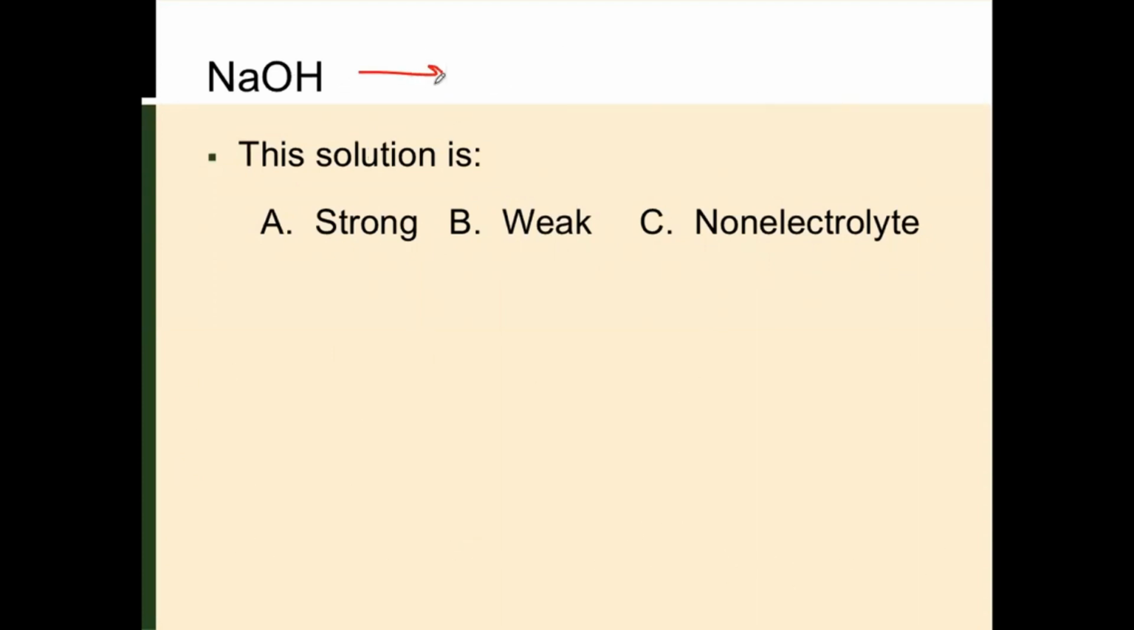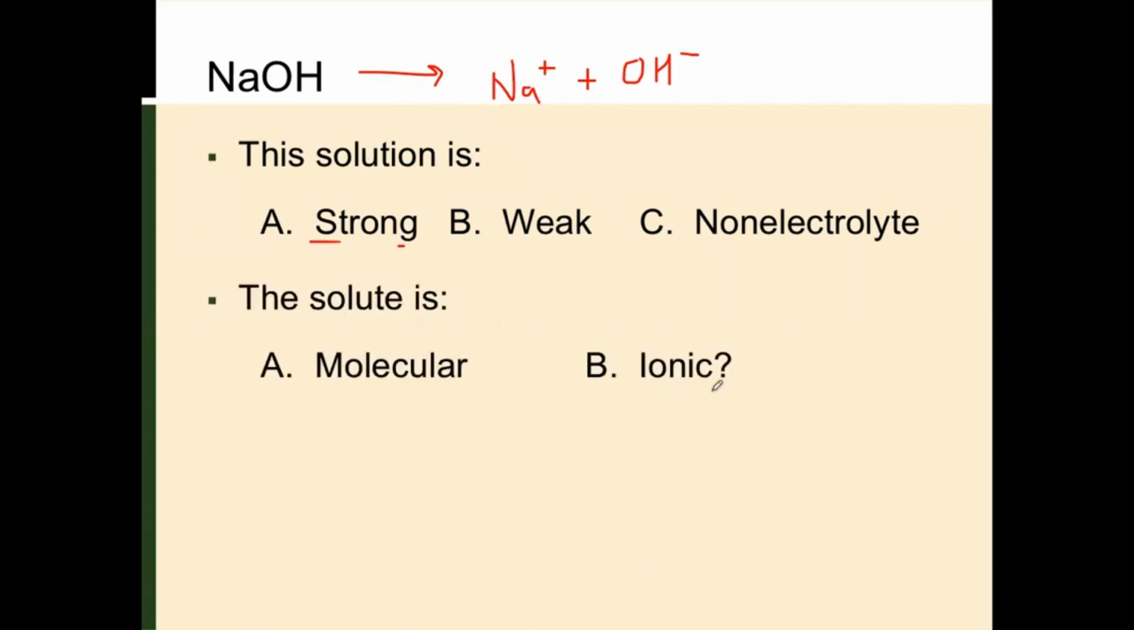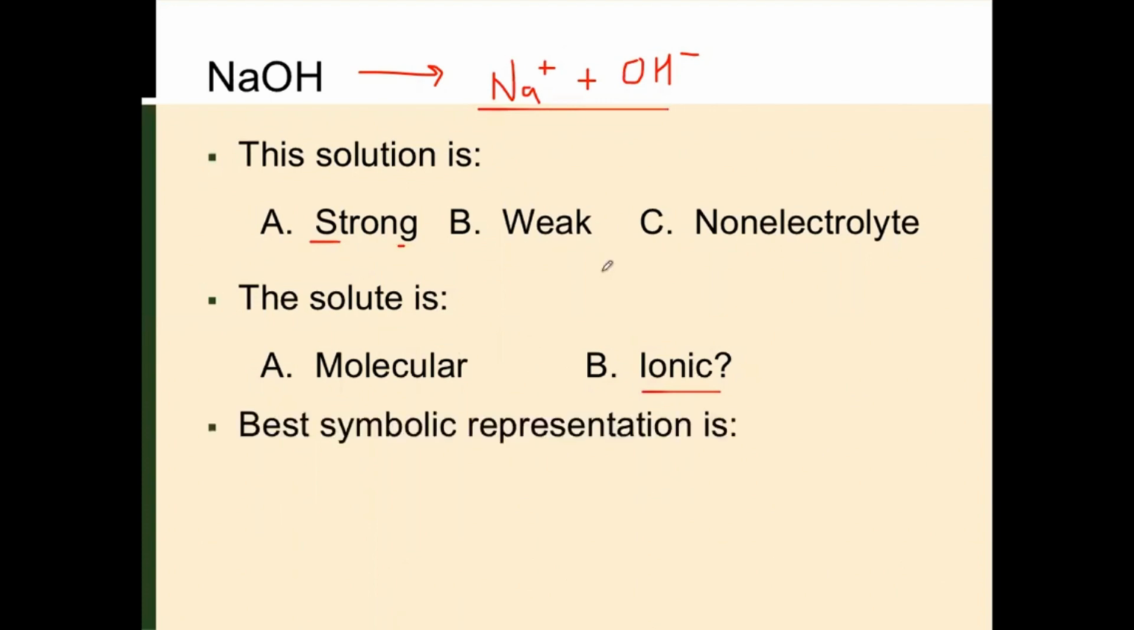So in this case, we have sodium plus OH minus. That's some recall back to when we learned about different ions way back in module 2, I think. So this solution is going to be a strong electrolyte. The solute is ionic because it dissociates into two different ions. And then the best symbolic representation would be Na+ aqueous plus OH- aqueous. And yeah, we'll leave it here for today.